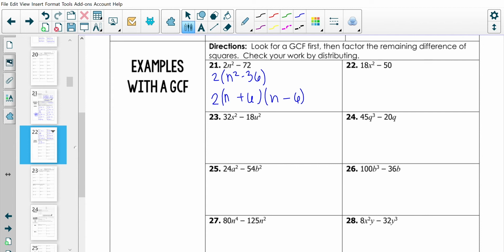22, what can I take out of both of those terms? 2, and you're left with 9x squared minus 25. Okay, I can now find my difference of squares. Square root of 9 is 3. So you have 3x plus 5 and 3x minus 5.